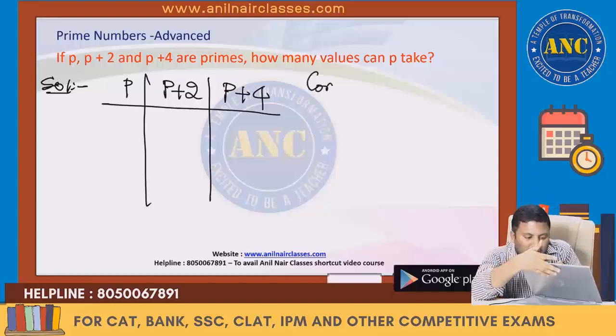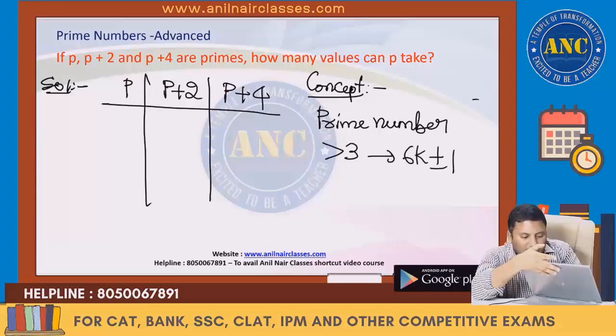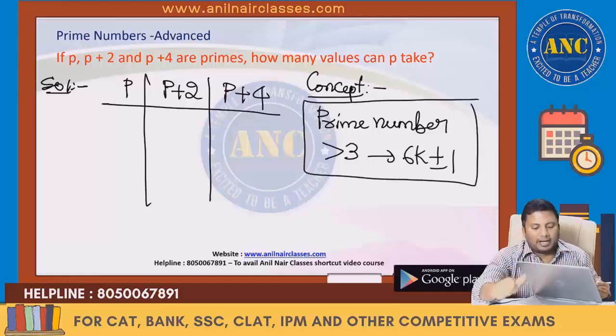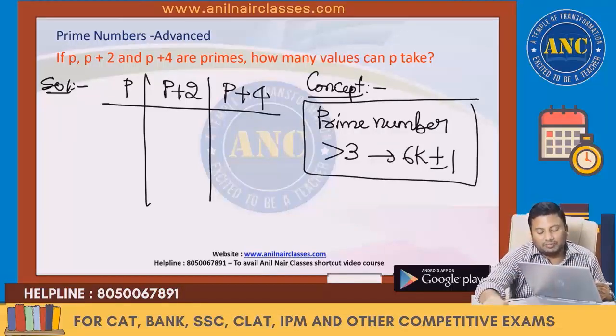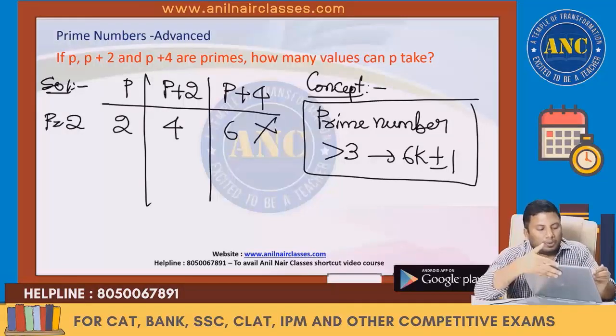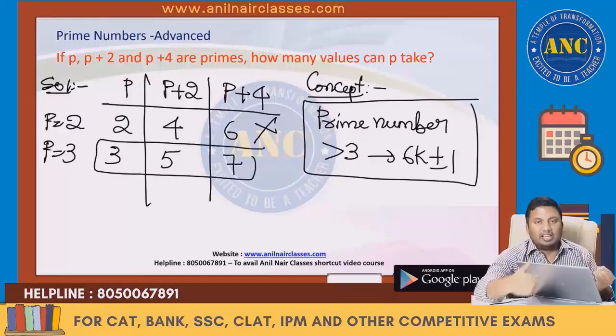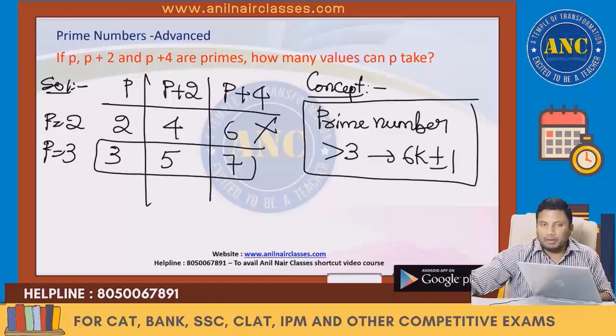What is the concept that I am using here? The concept which I am using here is every prime number greater than 3 is of the form 6k plus or minus 1. If p is 2, plus 2 is 4, plus 4 is 6, not possible. If p is 3, plus 2 is 5, plus 4 is 7: 3, 5, 7, it is a prime number triplet.